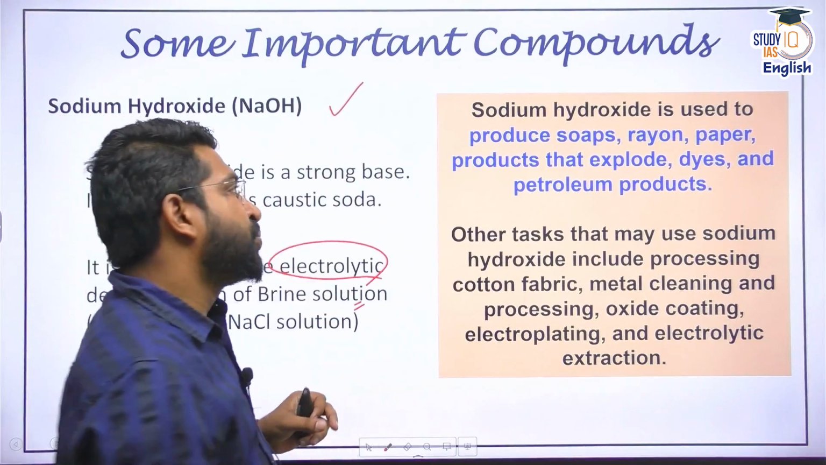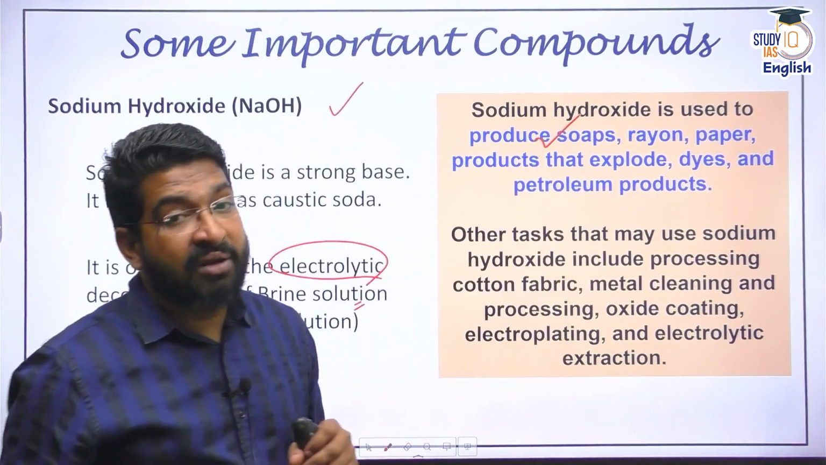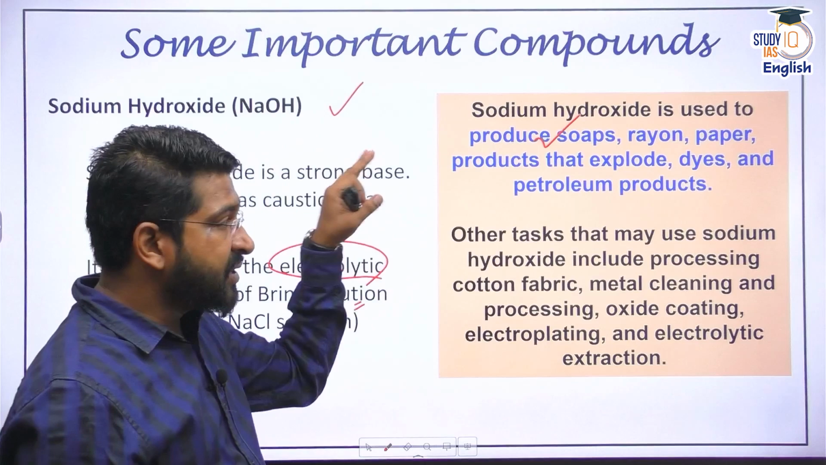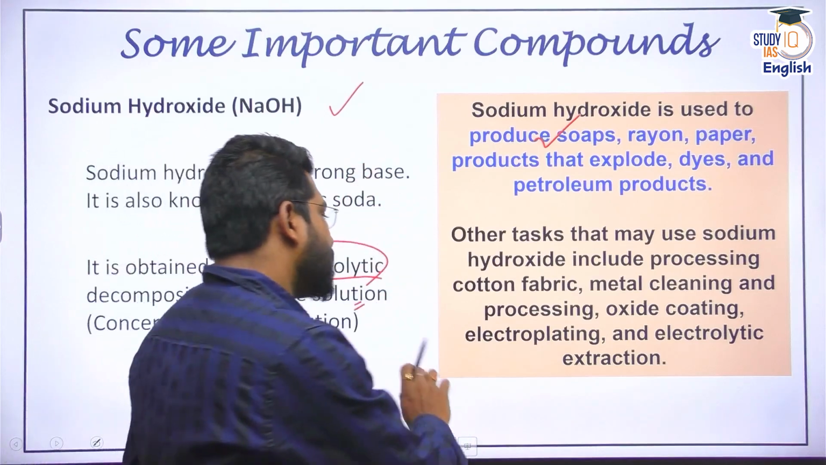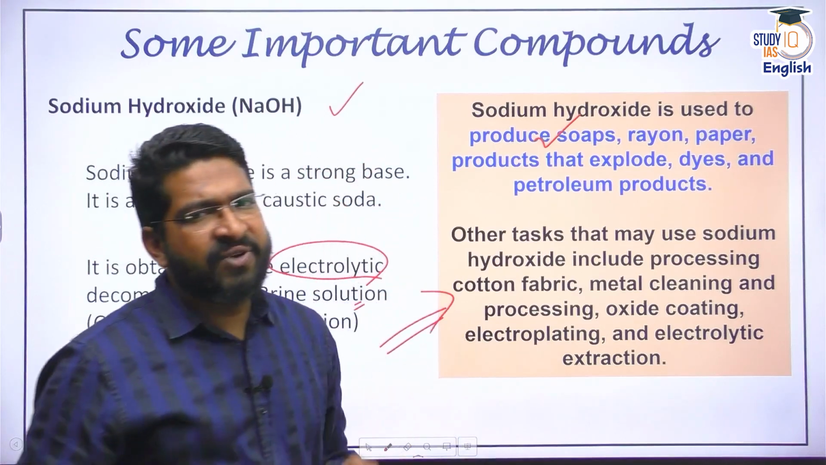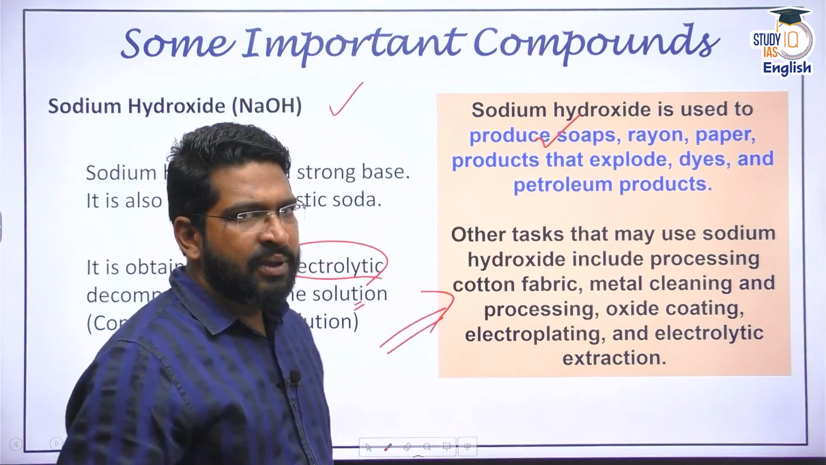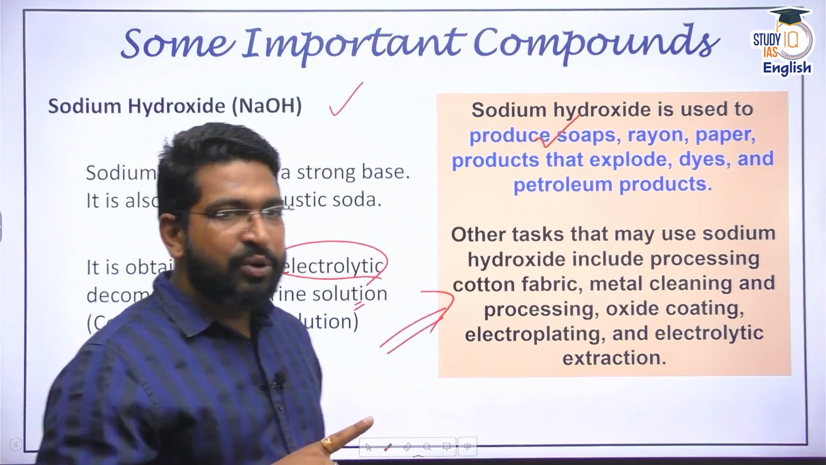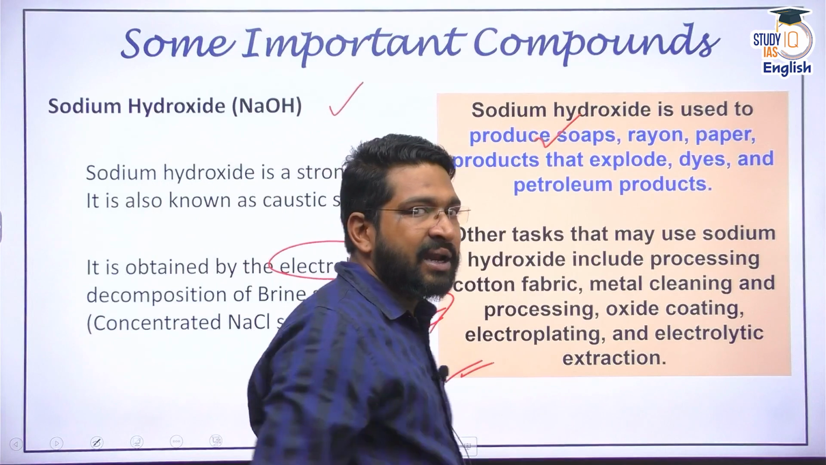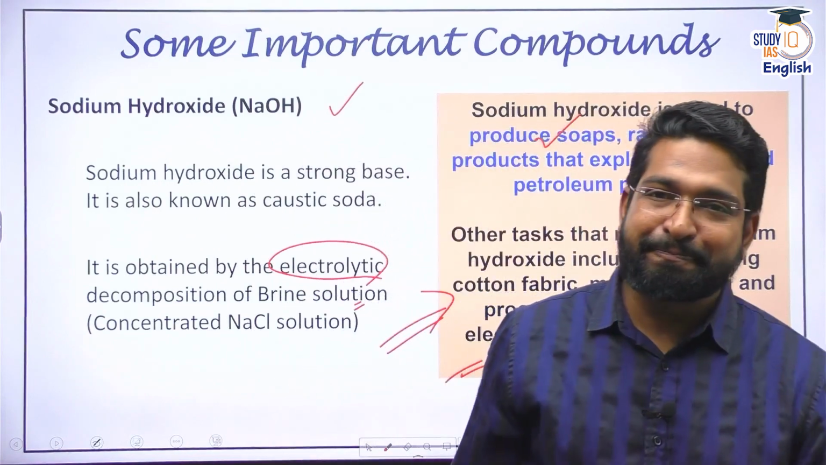It is used to produce soaps, it is used to make rayon, it is used in production of paper, other products like dyes, etc. It is also used in processing of cotton fabric, metal cleaning, etc. As I told you, it forms a very good electrolyte. It is also used in electroplating and electrolytic extraction.